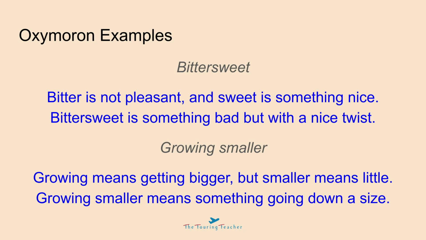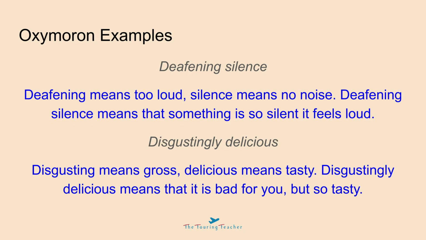Growing smaller is our second example. Growing means getting bigger, but smaller means little. Growing smaller means something going down a size. Deafening silence. Deafening means too loud and silence means no noise. Deafening silence means that something is so silent it feels loud.